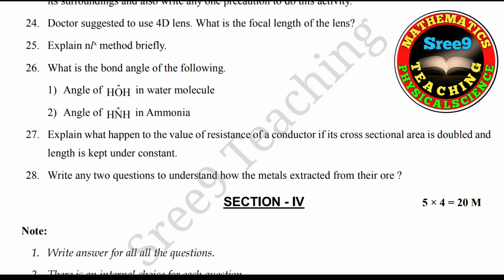Now see the 26th question. What is the bond angle of the following? First, the angle of HOH in a water molecule, and second, the angle of HNH in ammonia. We will see the answer after the 27th and 28th questions all together.